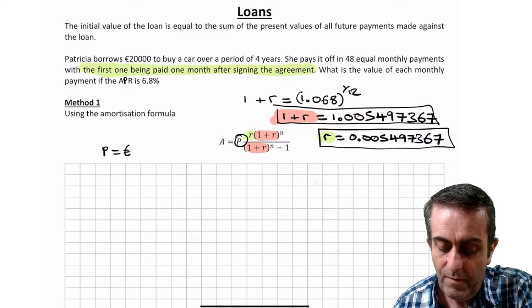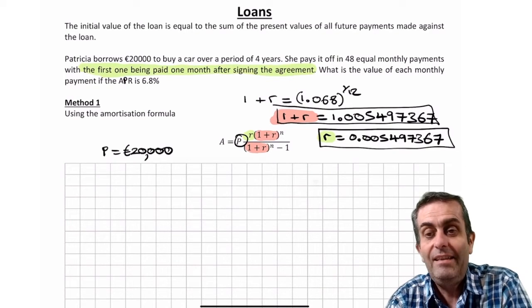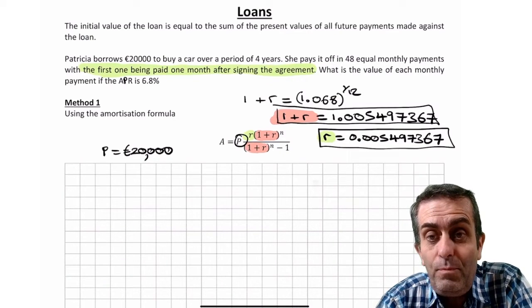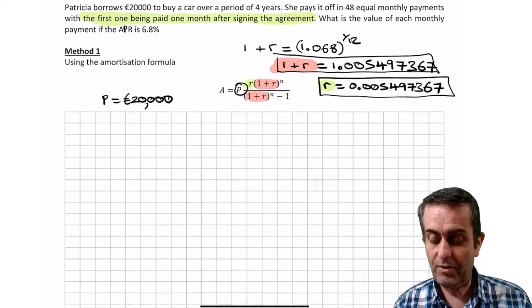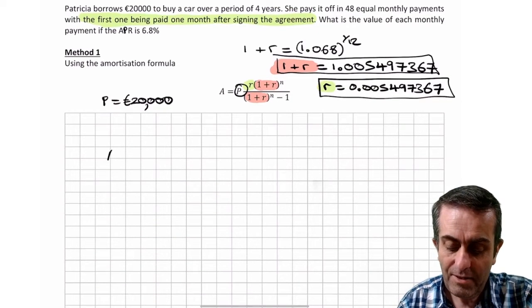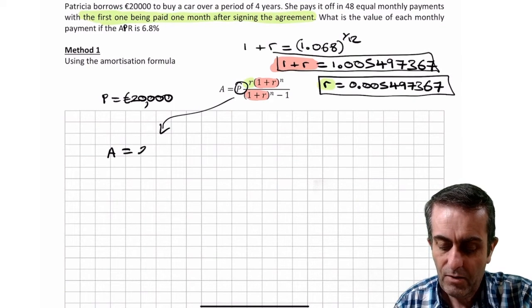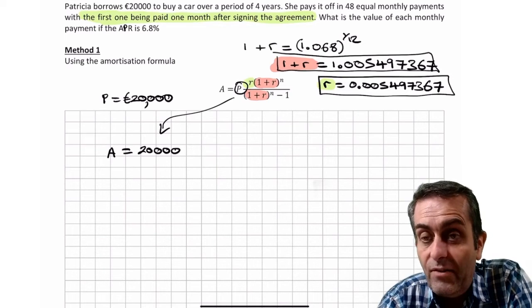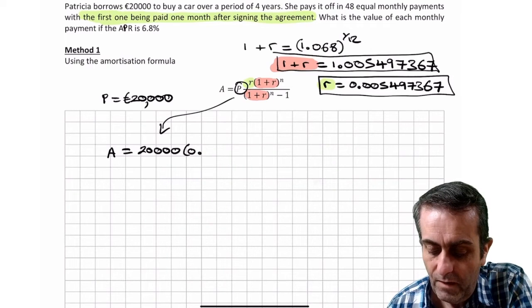So P equals €20,000. Now capital A, as always, is the future value. And this is the value of each payment on the day that Patricia actually makes the payment. So that's our monthly payment, capital A. So let's work this out. So capital A equals P, first of all, 20,000, multiplied by small r.